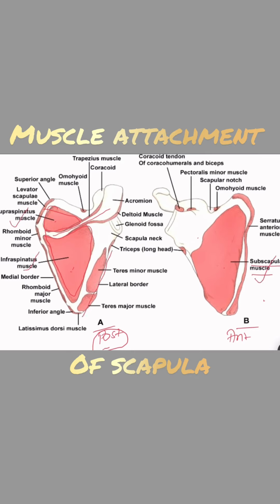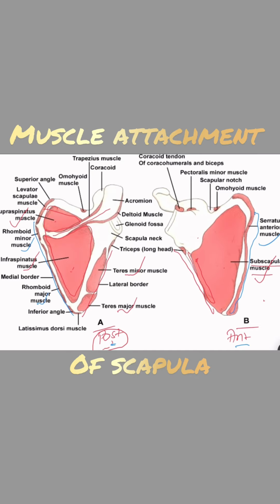So for the borders. The lateral border in the anterior surface has origin of subscapularis, and in the posterior surface, it has origin of teres minor muscle and teres major muscle. Now for the medial border, in the anterior surface is inserted by serratus anterior muscle, and the posterior surface is inserted by rhomboid minor muscle above and rhomboid major muscle below the spinous process.